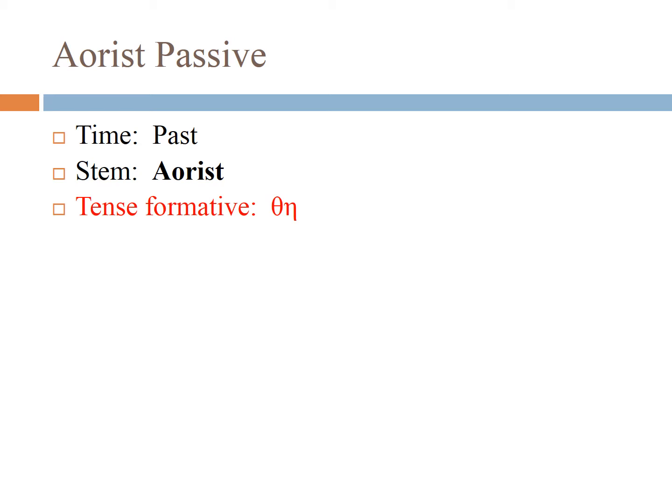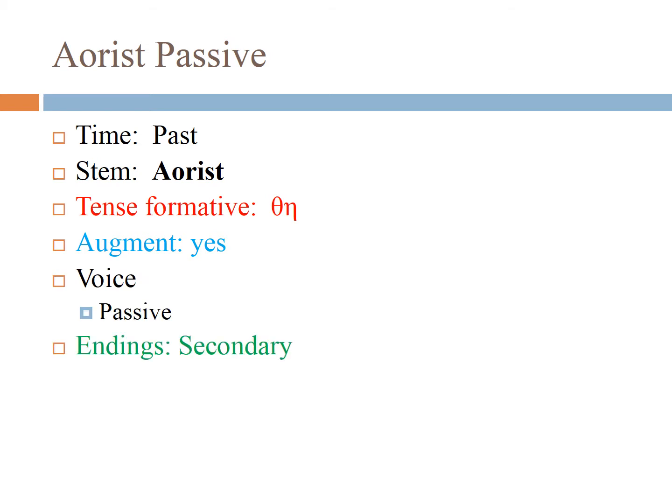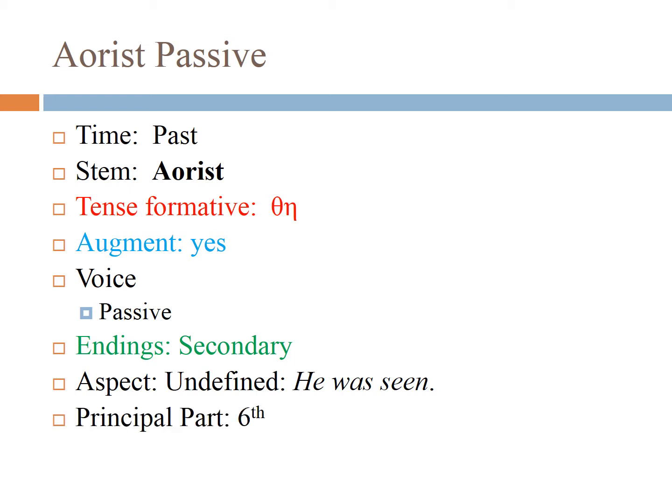Its tense formative is theta eta. It does have an augment. The voice is passive, and the endings are secondary. The aspect is undefined. He was seen. This is the sixth principal part.